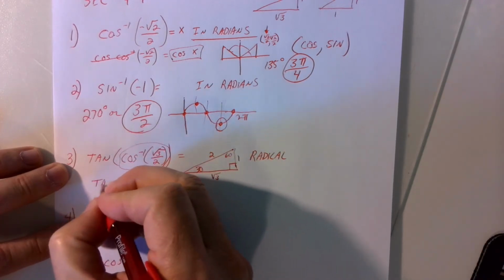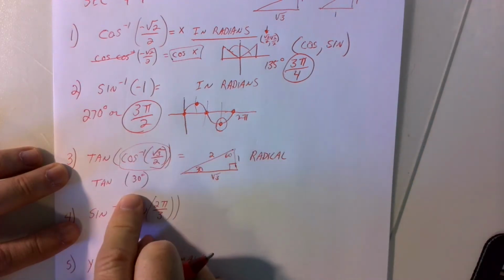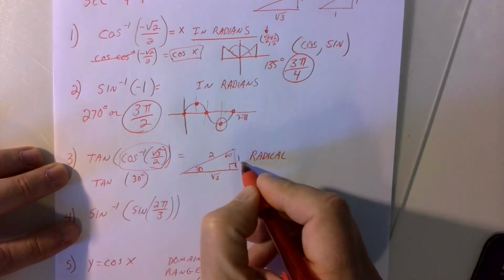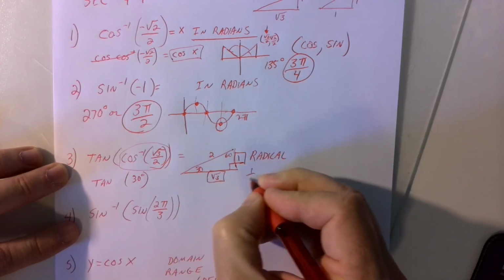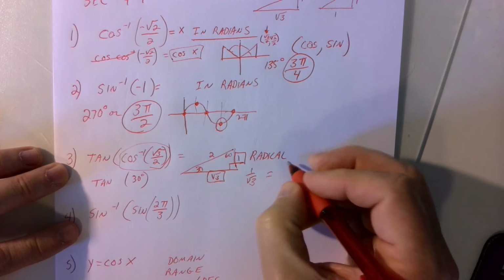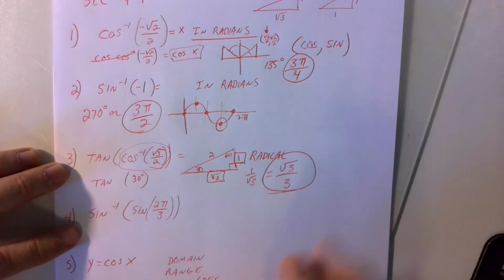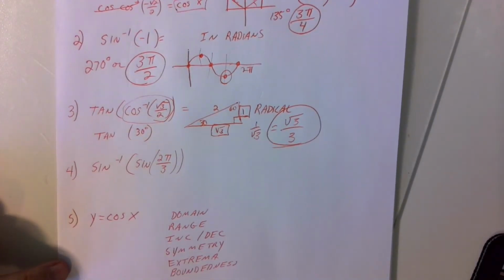So I want to know what is the tangent of 30 degrees. Well, tangent's opposite over adjacent, so that's opposite right here over adjacent right here, that's 1 over root 3, which equals root 3 over 3, and that would be my final answer there. So when we're looking at one of those, that's what we're trying to do.